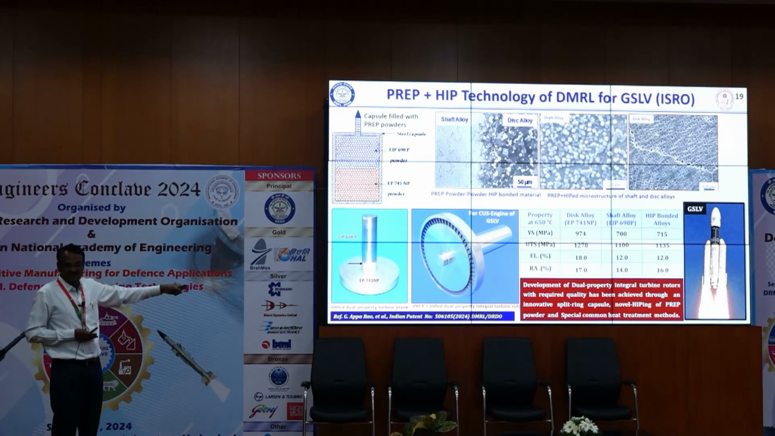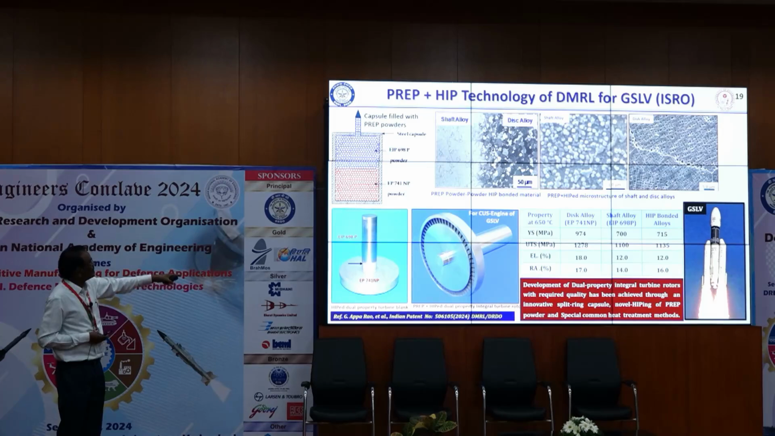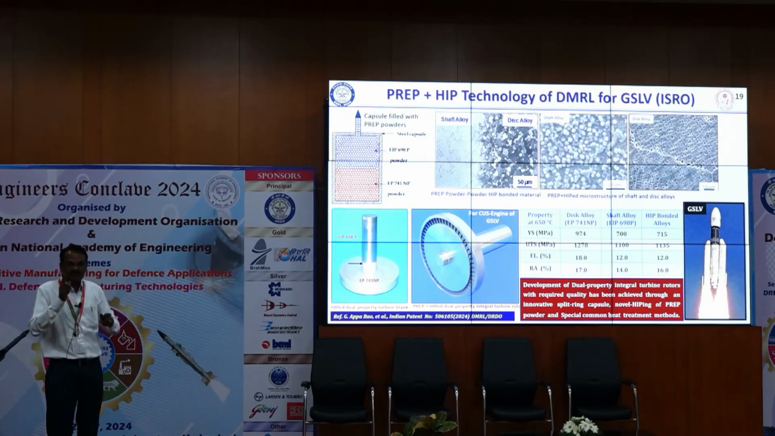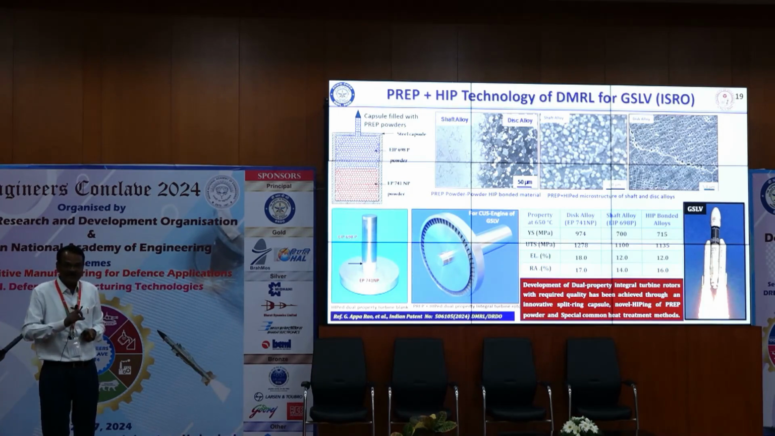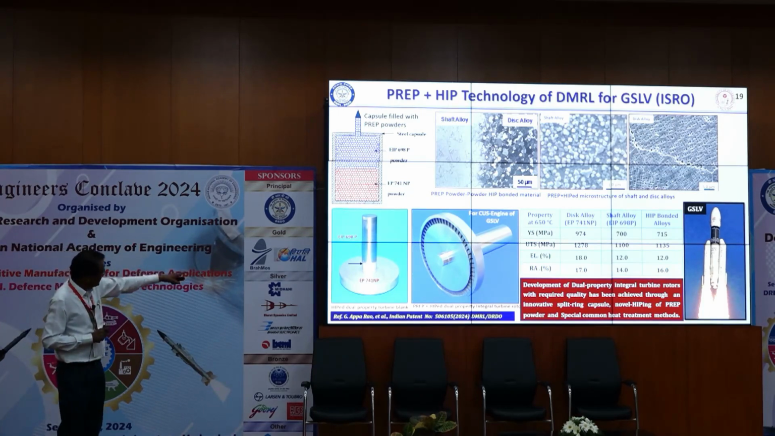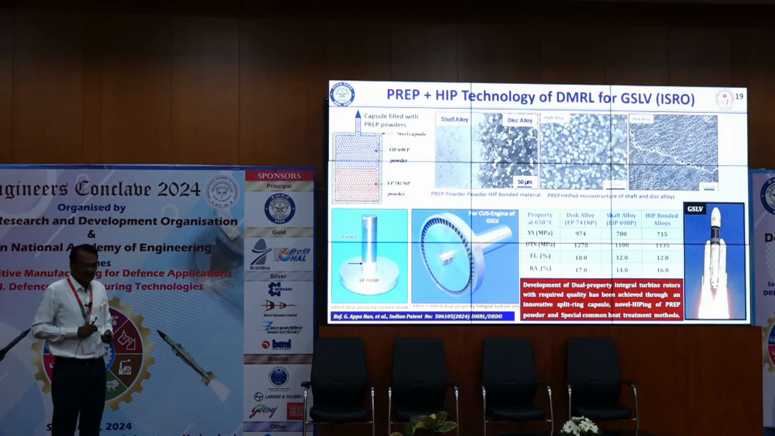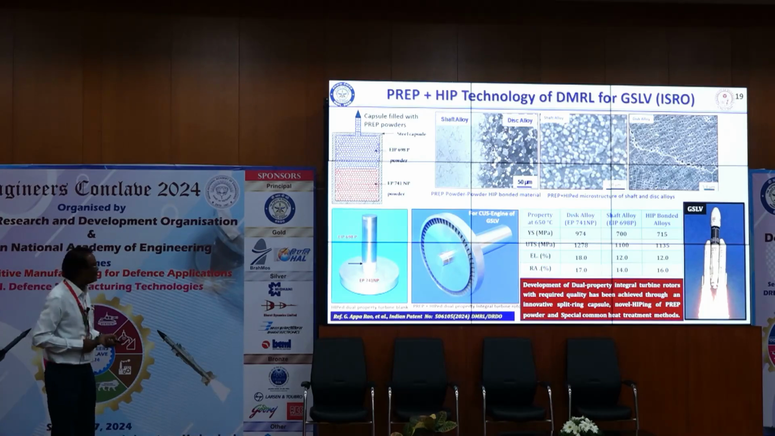Then the problem was referred to DMRL, and we started to resolve this issue. We thought PREP powder is the only option because it has good tap density and flowability, and we took the materials they needed and designed the capsules and all that in one go. The shroud, the blade, the disc and shaft in one go we could develop using the plasma rotating electrode process because of its excellent tap density, flowability and all that.